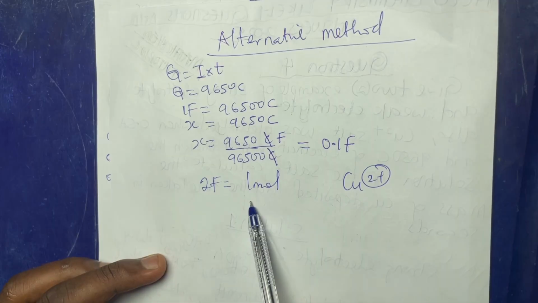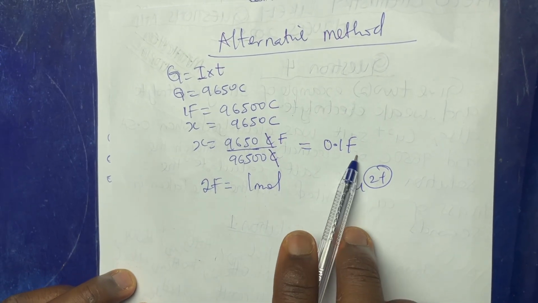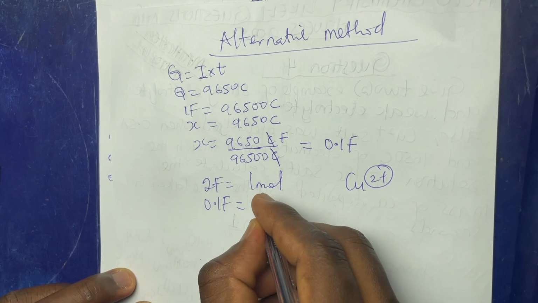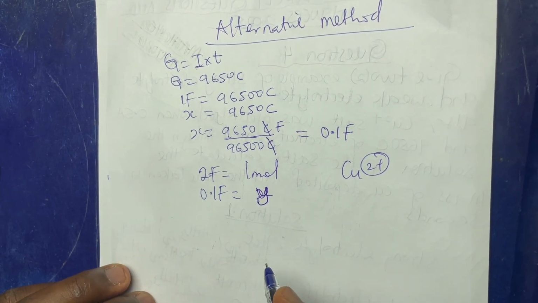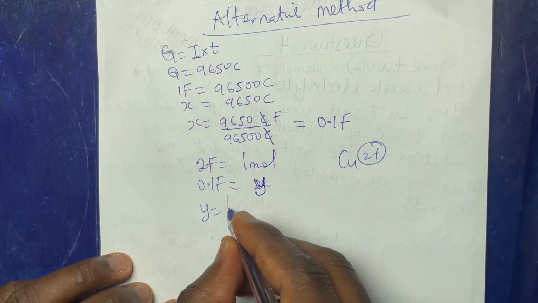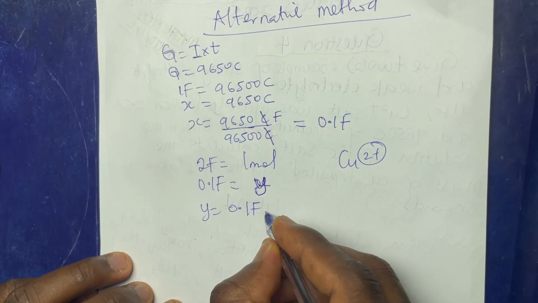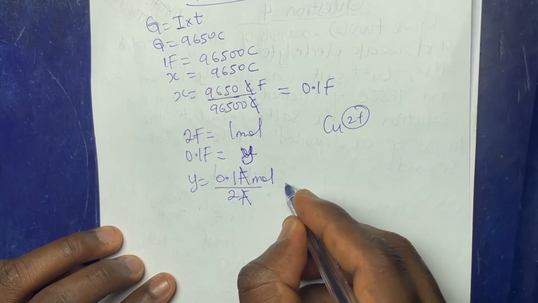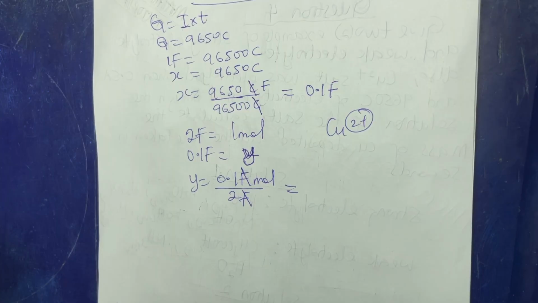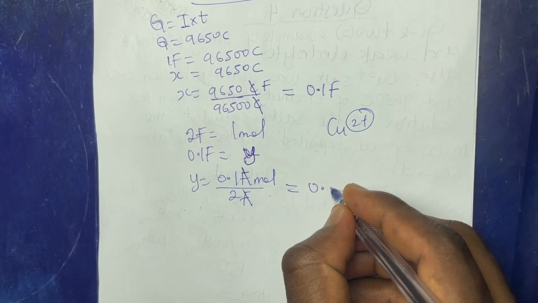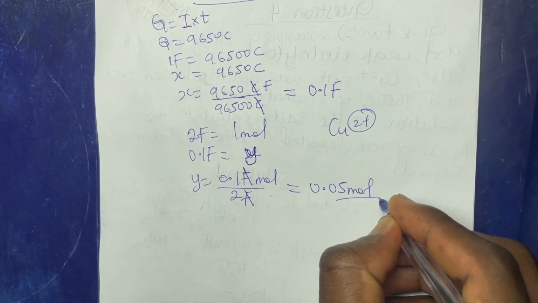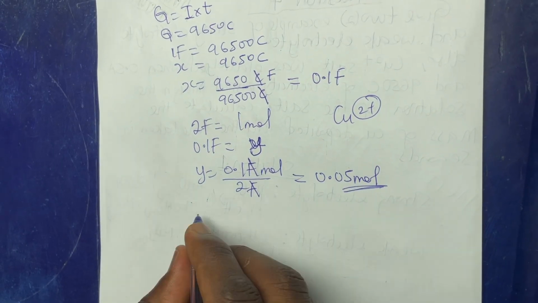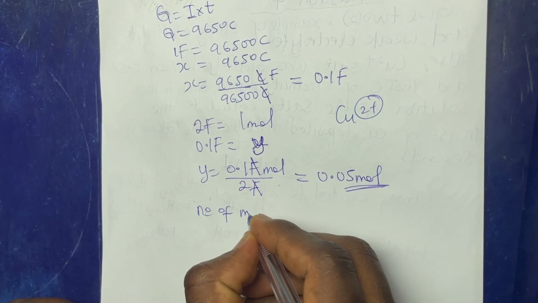So 2 Faraday equals 1 mole. So how many moles will this particular Faraday give me? 0.1 Faraday will give me, let me use y mole. If I cross multiply, my y will be equal to 0.1 Faraday times mole all over 2 Faraday. If Faraday cancels Faraday, therefore my answer is going to be 0.05 mole.